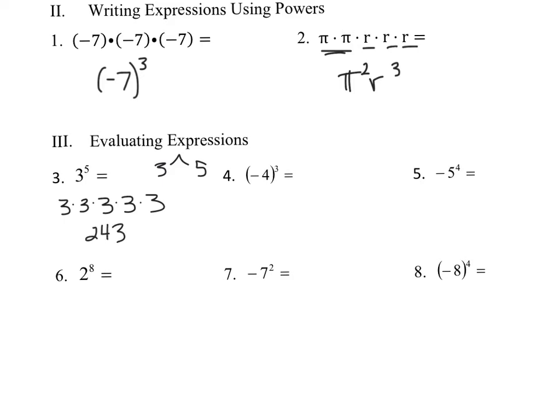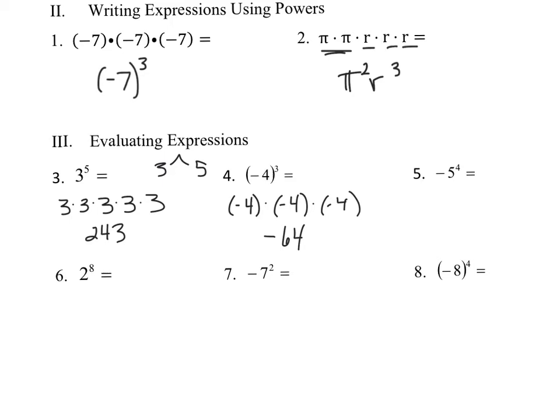In number 4, we have -4 cubed. So this says I want you to take -4 and times it by itself 3 different times. So -4 times -4 times -4, which is going to be -4 times -4 is positive 16. Positive 16 times -4 gives you that -64.